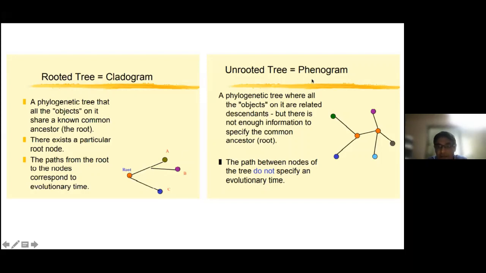And the unrooted tree, that's the phenogram, where all objects are interrelated. It's only based on how many changes in the nucleotides or amino acids happen among the organisms, among the sequences. Based on that, you can create the phenogram. So you don't have the ancestral information. You just know the substitution rate, or the changes in amino acids or nucleotides among them.